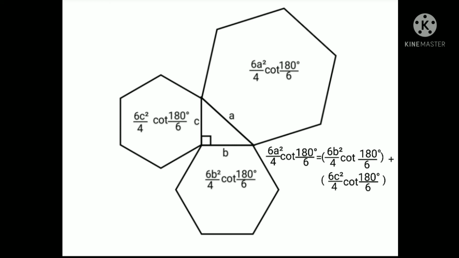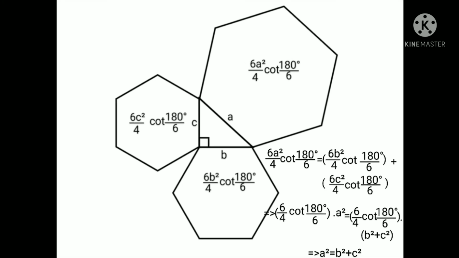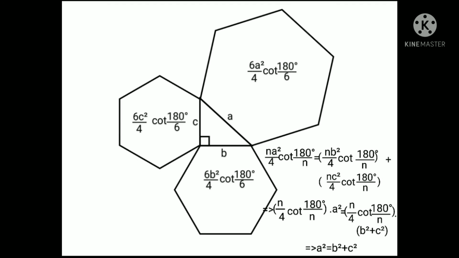Then we will take common 6 divided by 4 cot 180 degrees divided by 6 from both sides, and we will divide both sides by 6 divided by 4 cot 180 degrees divided by 6, and we will find A squared is equal to B squared plus C squared. If we take other shapes that have more sides than 5 or 6, then it will look like this. So every time if we take equilateral shapes, the hypotenuse shape's area will be equal to the sum of the other two sides' shapes' areas.